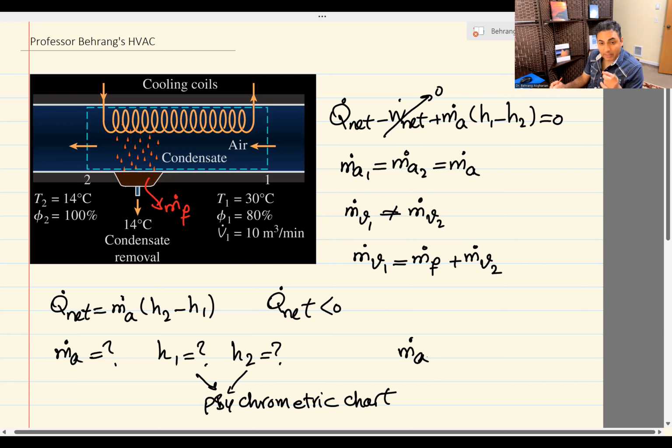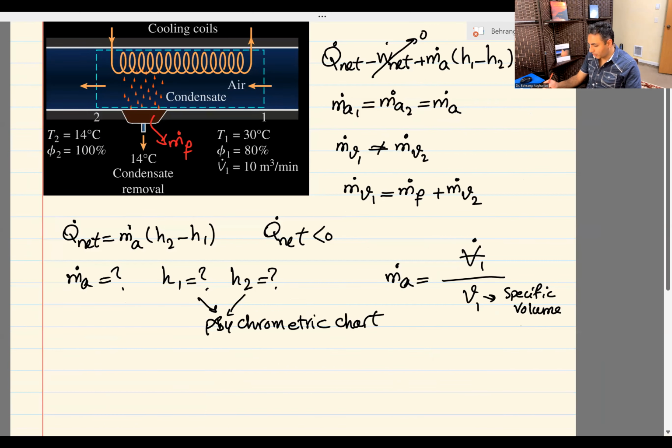If you notice in the problem, the volume flow rate of air is given at the inlet. Okay, that's interesting. If you divide that by V, the specific volume per kilogram of dry air, this is the interesting part. This V from the psychrometric chart at V1 is the specific volume. But get this part: per kilogram of dry air.